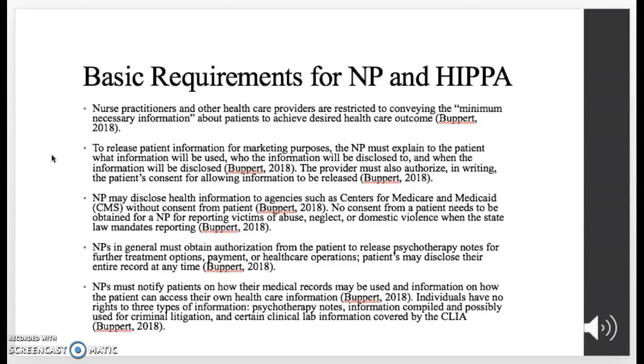Nurse practitioners must notify patients on how their medical records may be used and information on how the patient can access their own healthcare information. Individuals have no rights to three types of information: psychotherapy notes, information compiled and possibly used for criminal litigation, and certain clinical lab information covered by the CLIA.